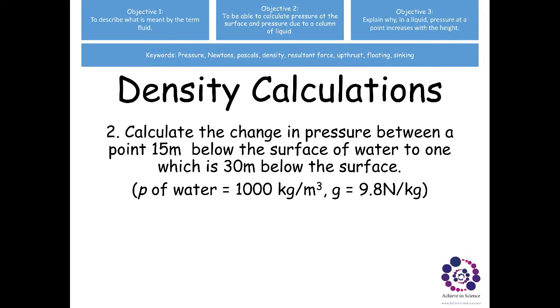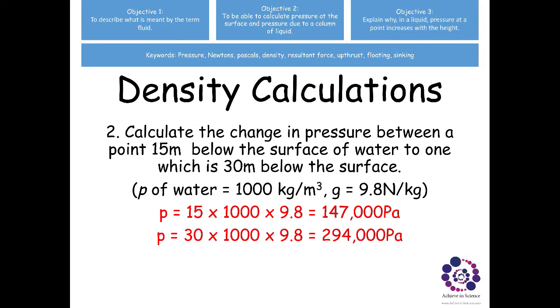Secondly, can you calculate the change in pressure between a point 15 metres below the surface of water to one which is 30 metres below the surface of the water? First of all, let's work out the pressure at 15 metres. So the height is 15, density is 1,000, g is 9.8, which works out at 147,000 pascals. If we do the same for the second height, 30 metres, so height is 30, times by the density 1,000, times by g 9.8, we have an answer of 294,000 pascals.